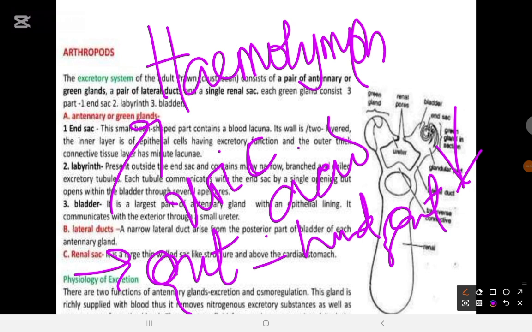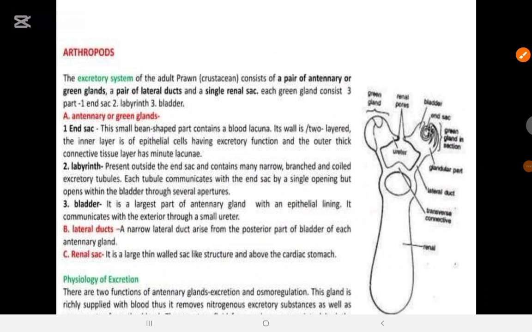I think it's prawn though. Anyways, so it will not be pushed out of the body of the organism, you know. So that is how the insect use Malpighian tubules.